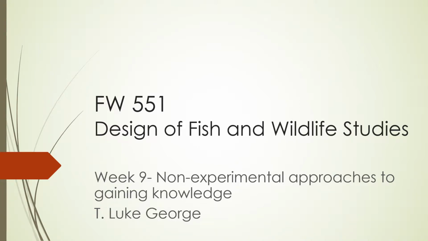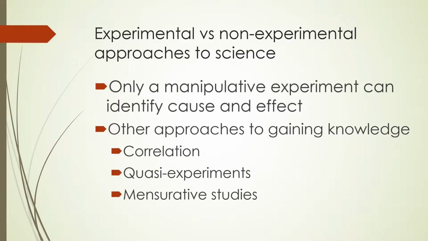In this lecture, I want to expand on our examination of non-experimental approaches to gaining knowledge in science. We've already talked about how manipulative experiments are really the only way that we can truly identify cause and effect in science. And in some cases, we can even be misled in those situations. Other approaches to gaining knowledge that are non-experimental include correlation analysis, quasi-experiments, and mensurative experiments.